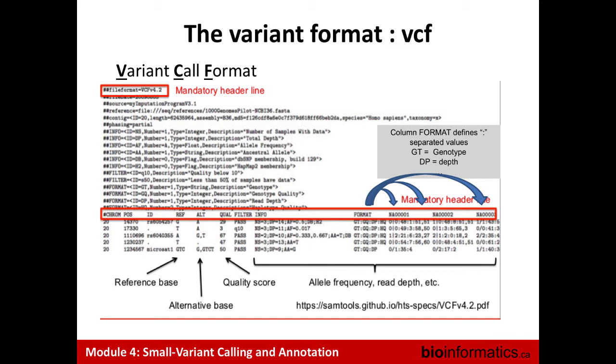Sorry, what are the NA001 and NA002 on the right side? It's the name of the sample. So each one corresponds to the genotype coding that has been done on each sample in the file. And each field is described by the format field.